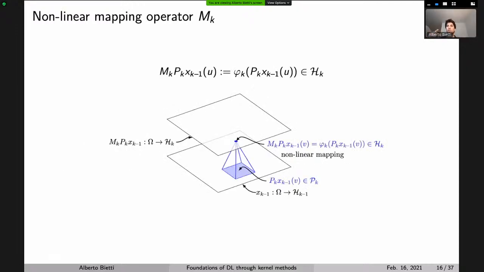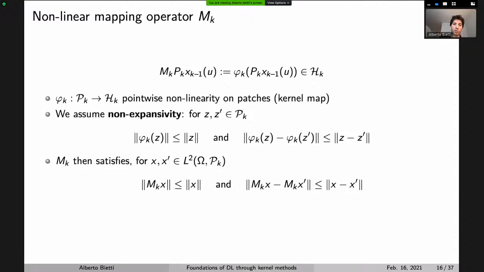And once we have the patches, we map them through a nonlinear kernel mapping, which here is denoted phi_k. So M_k is a pointwise operator that grabs the patches and maps them to a Hilbert space, and you can see it depicted here with this new point. So what we will need is actually this phi. For stability, this phi can be quite general, but we will assume that it's non-expansive, meaning that the norm of the image is not greater than the norm of the original patch. And also non-expansive in the sense that it's 1-Lipschitz.